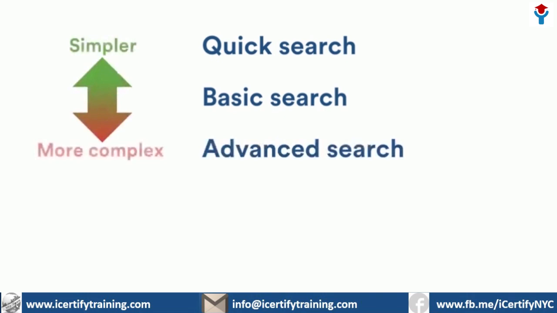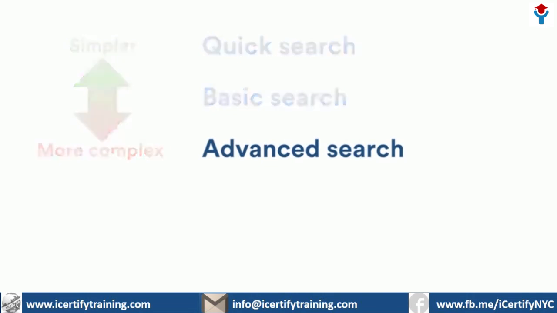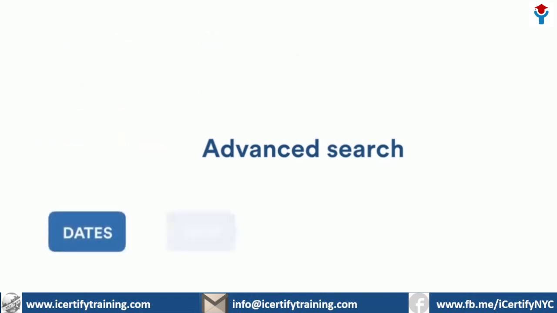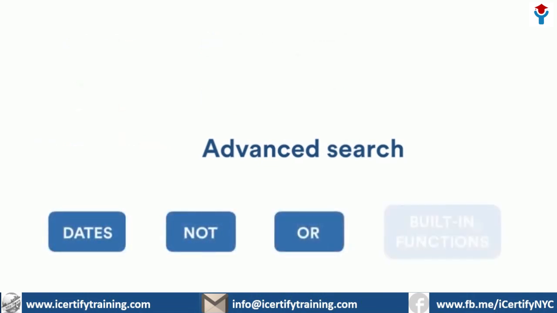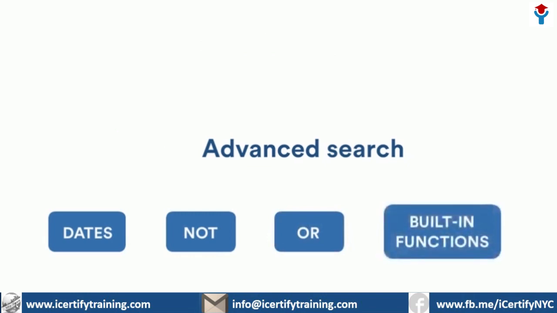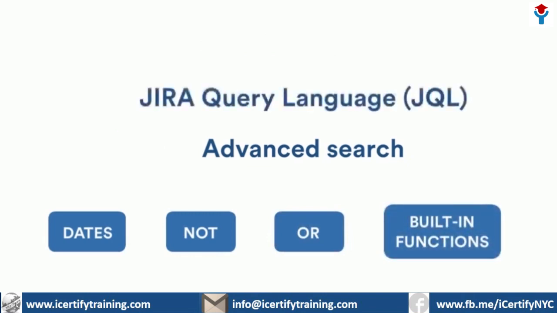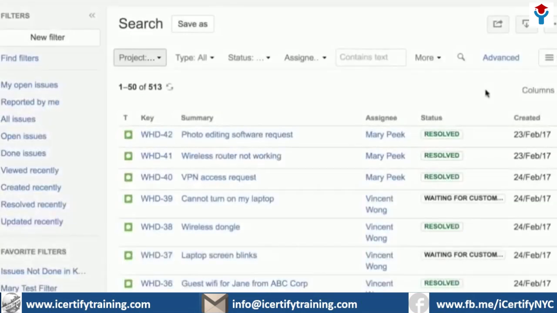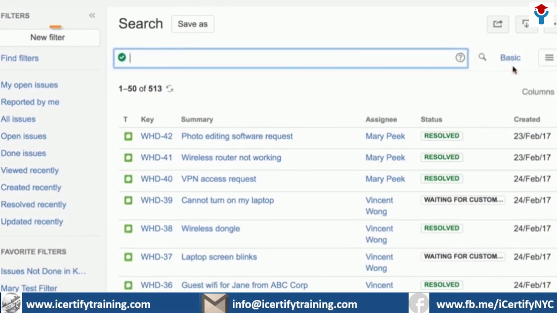Advanced search is the most powerful search in Jira. You can use this for searches that can't be defined in quick or basic search, like queries using dates or operators like not or built-in functions, and more. For these types of searches, you use Jira Query Language or JQL. To get to advanced search from basic search, click Advanced. If you already see a search here, click New Filter to clear it.